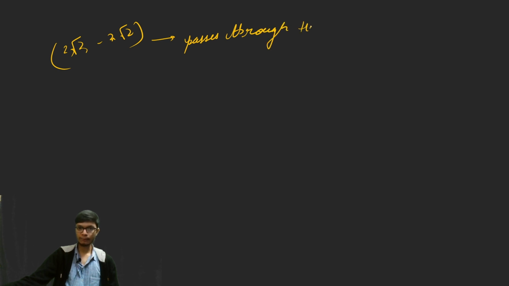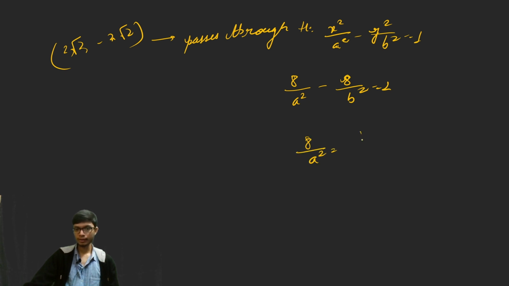Now we also have a condition that (2 root 2, minus 2 root 2) passes through the hyperbola x square by a square minus y square by b square is equal to 1. If I put it in this equation, it will be 8 by a square minus 8 by b square is equal to 1. And we also have the condition relating a square and b square, so this will be equal to 1 plus 8 times, and now in place of a square I put 2 times b square.